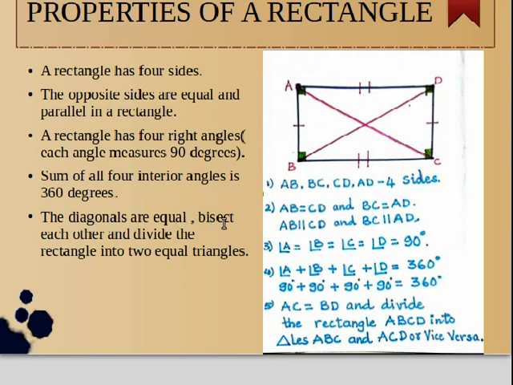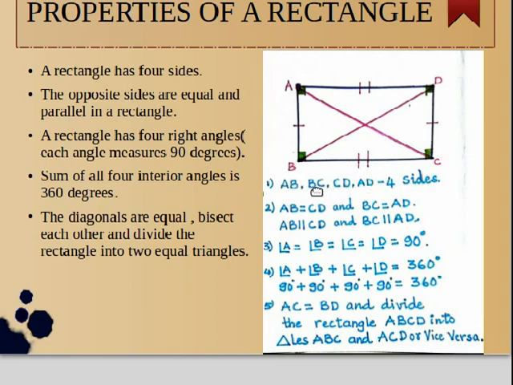So let me explain to you in detail. The first property says that a rectangle has four sides. So here we can see in the figure that AB, BC, CD and DA are the four sides of the rectangle.